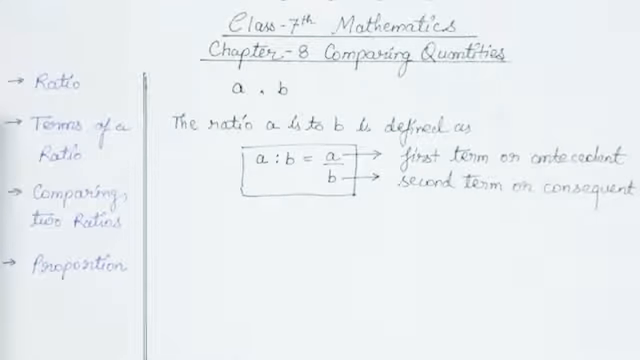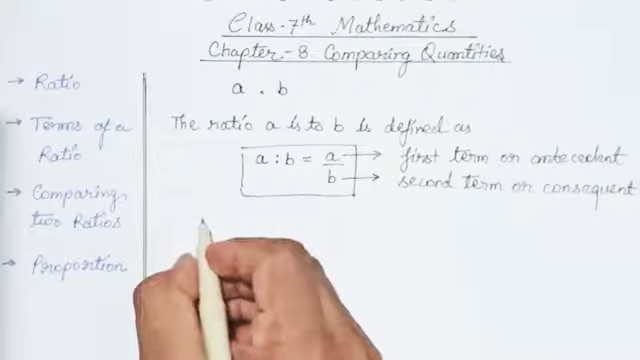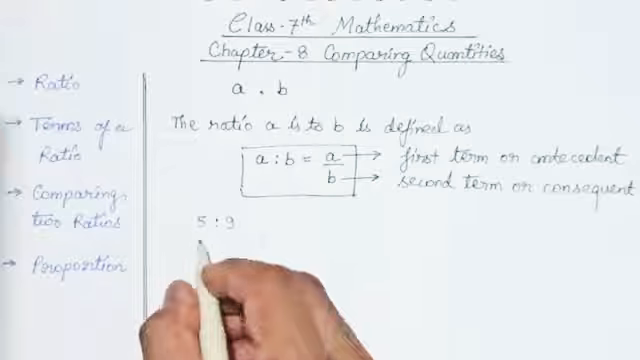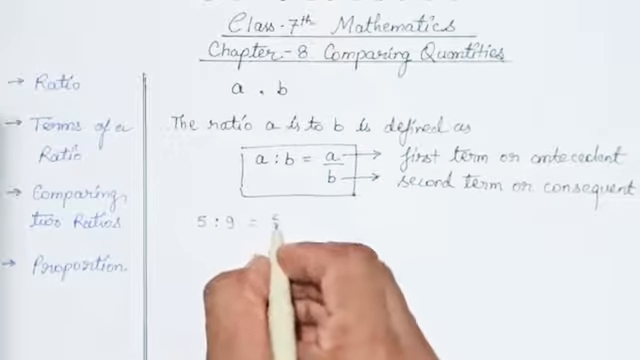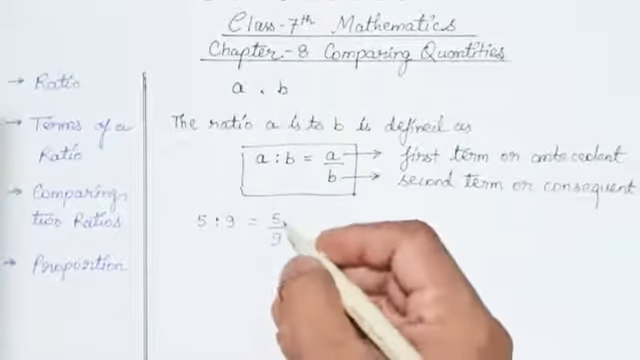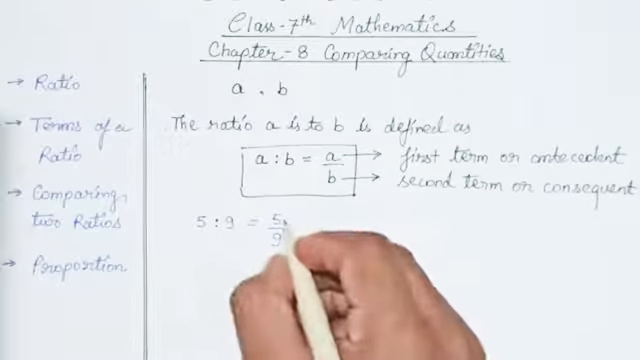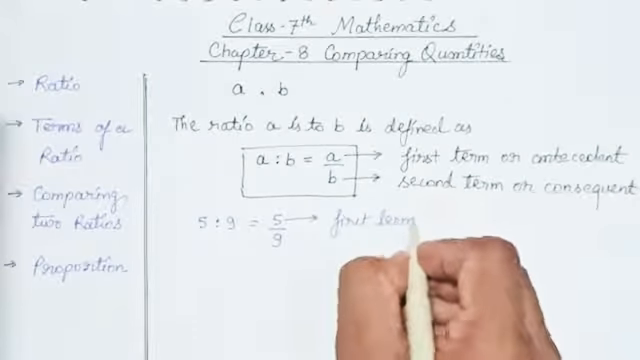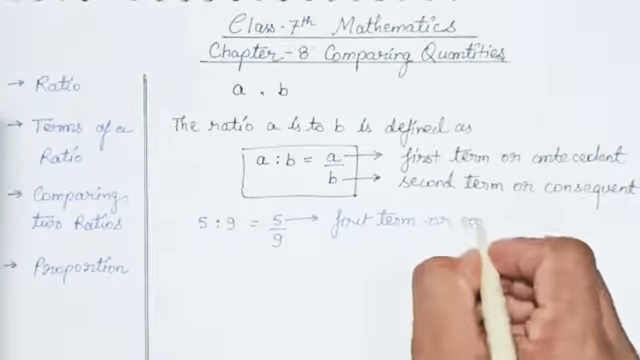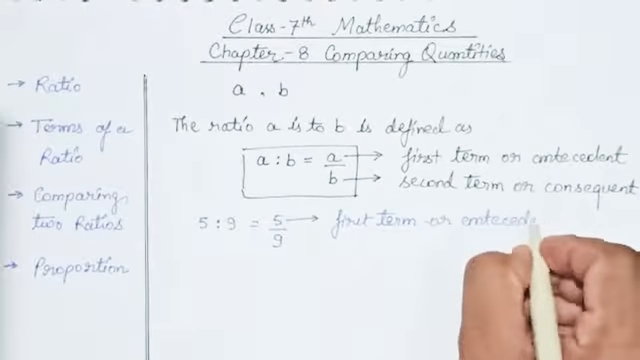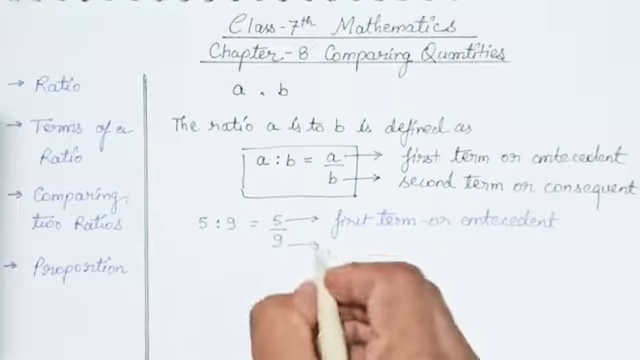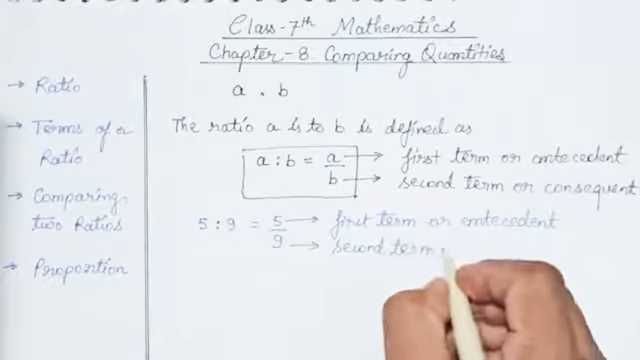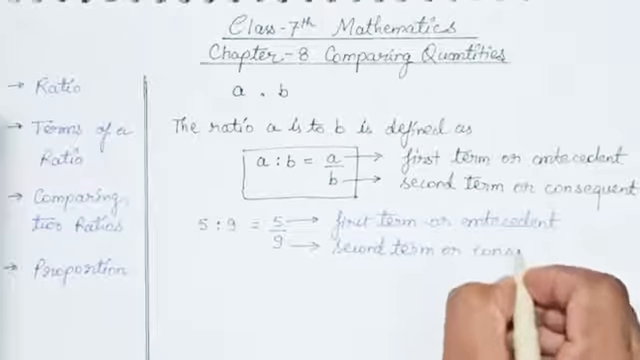For example, if we have a ratio 5 is to 9, then we can write 5 is to 9 as 5 divided by 9, that is, the fraction of 5 to 9. Here the term 5 is known as the first term or antecedent, and the term 9 is known as the second term or consequent.